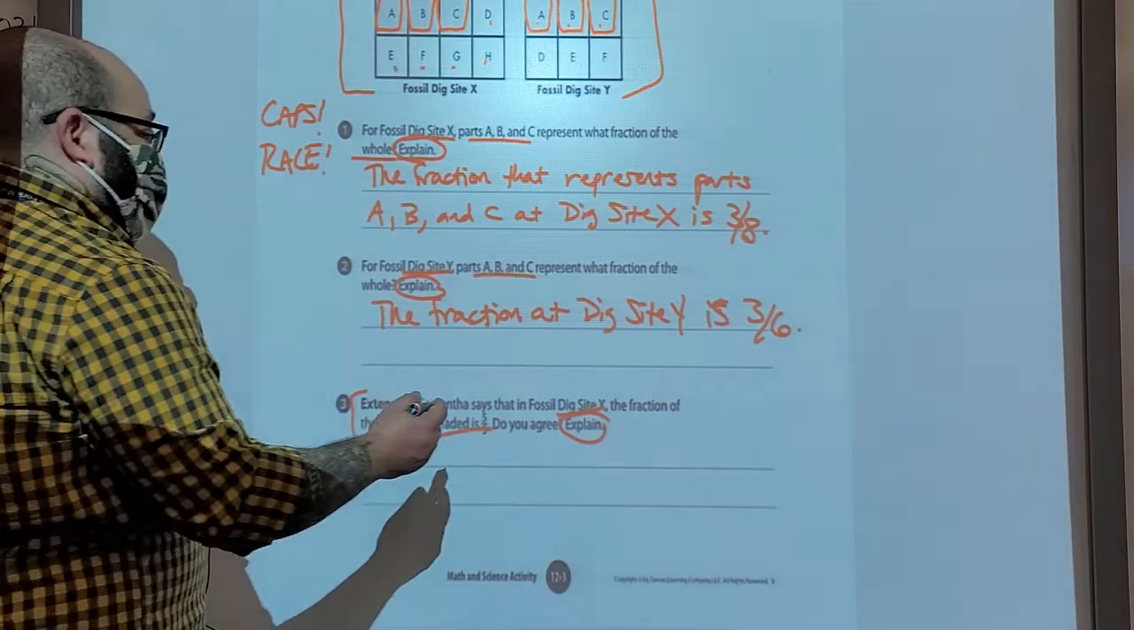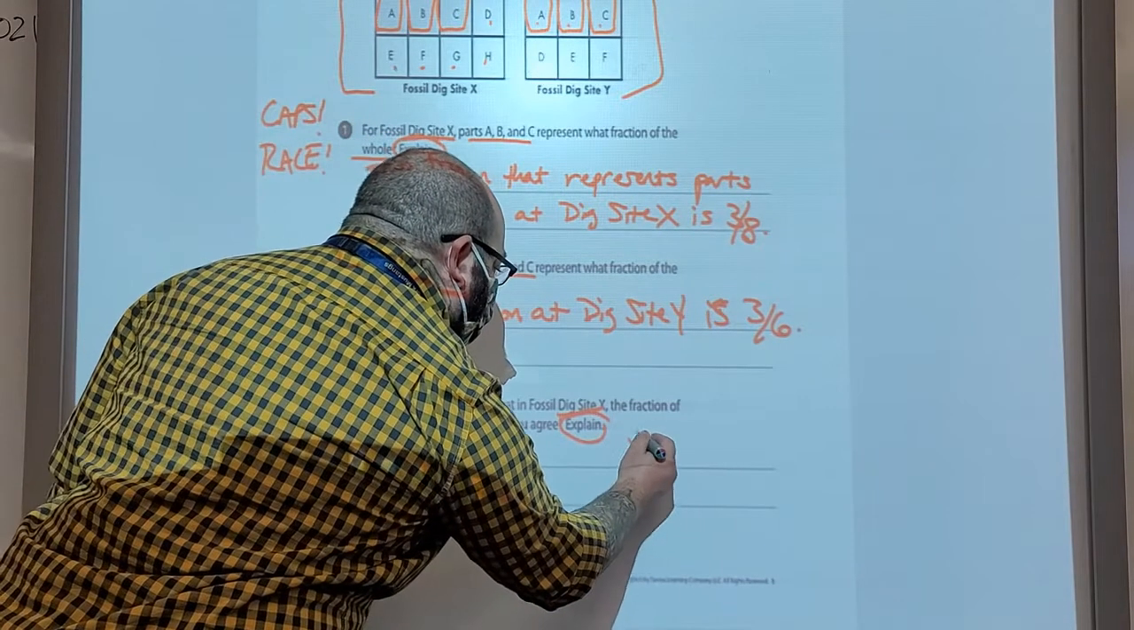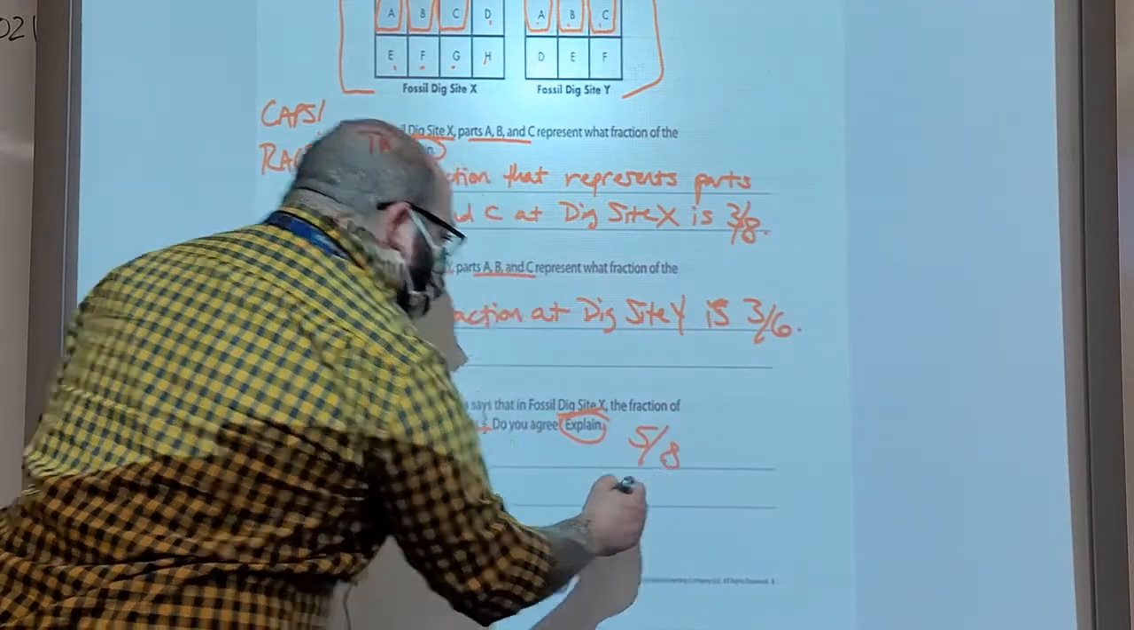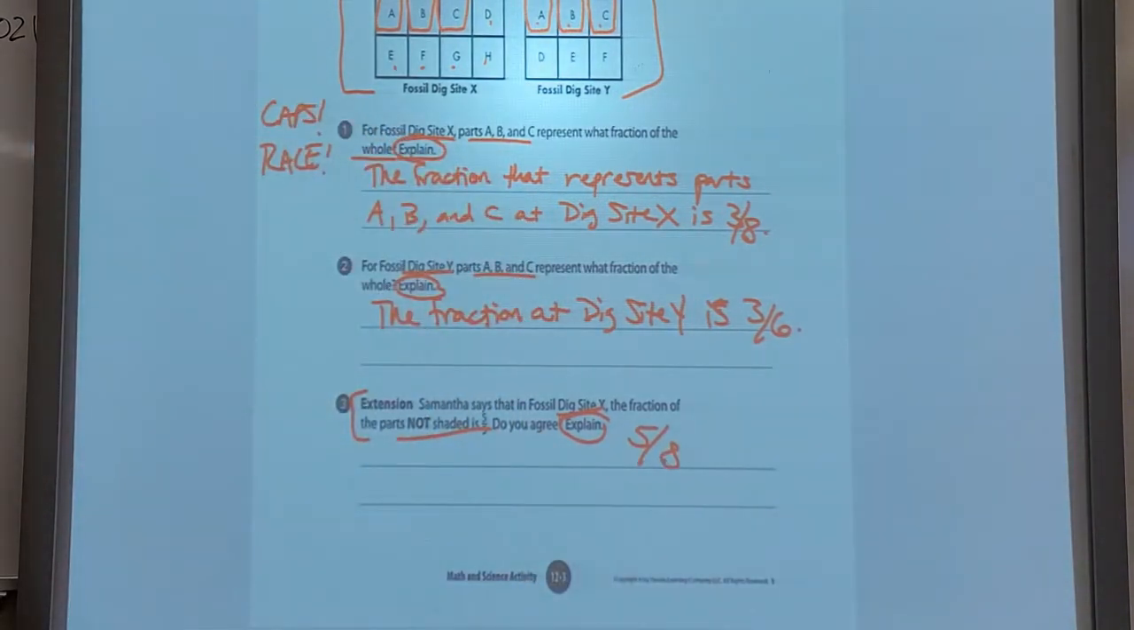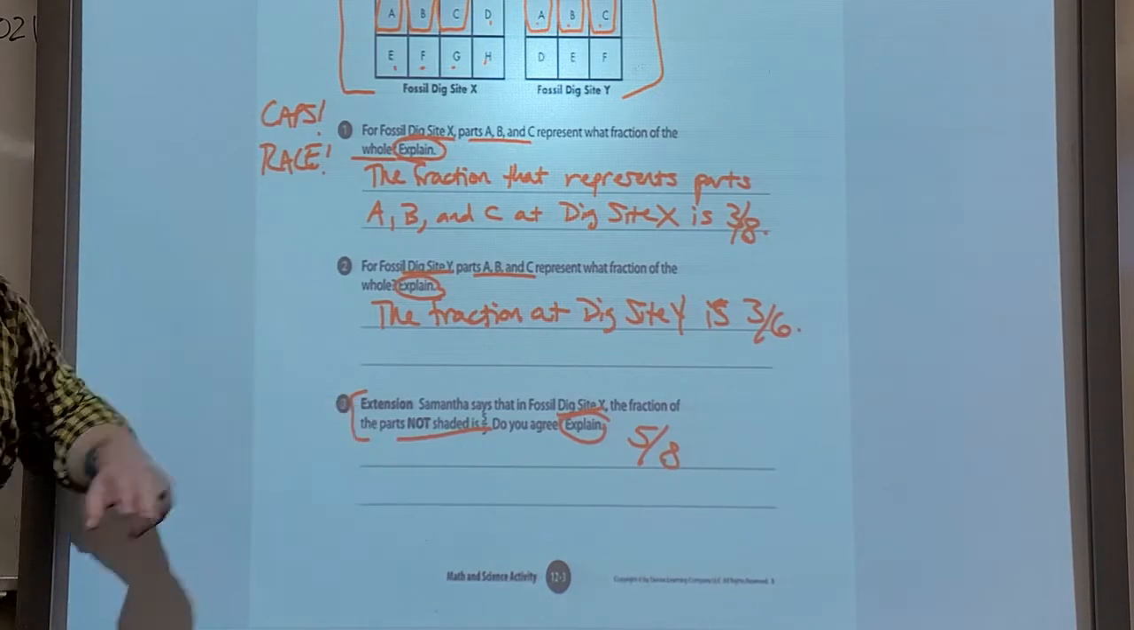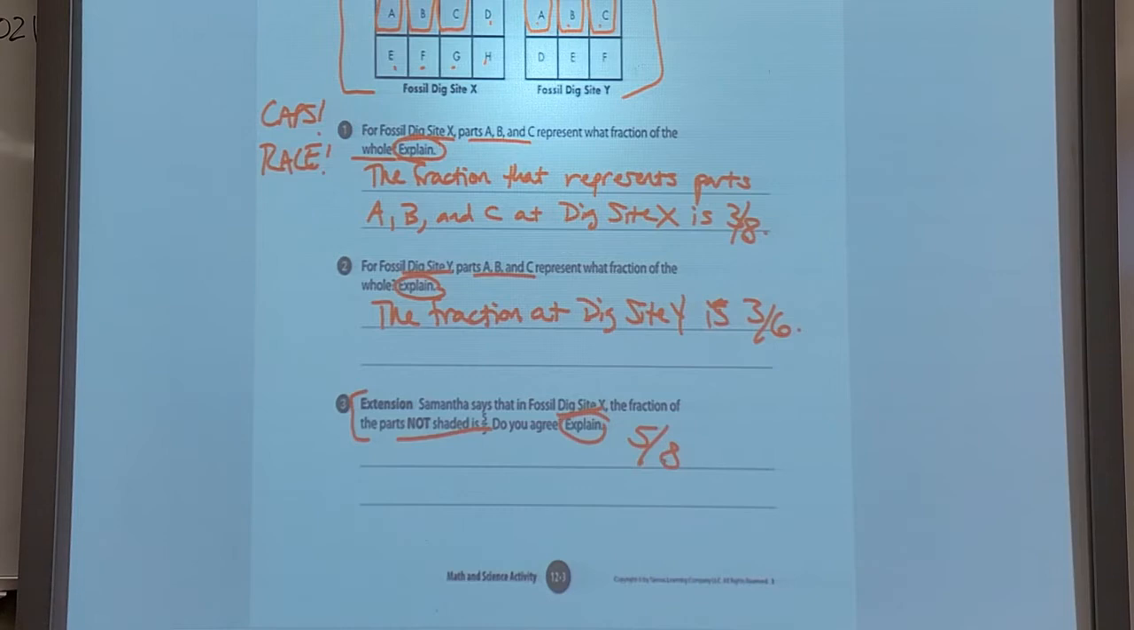So it has to be 5/8 for the not shaded part, right? So the student said, no, I do not agree because 3/8 are shaded and 5/8 are not shaded. Make sense? Thumbs up if that makes sense.